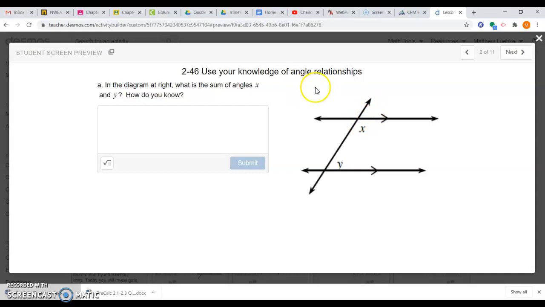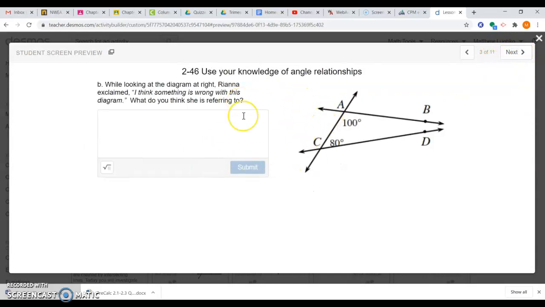Just looking at this diagram, what is the sum of x and y? Well, x and y are that same side interior relationship, same side of the transversal inside the parallel lines, and we should know something about same side interior angles, what they add up to, or whether maybe they're equal. If we don't know, make sure we ask, because this one we should know, it's just part of our vocab.